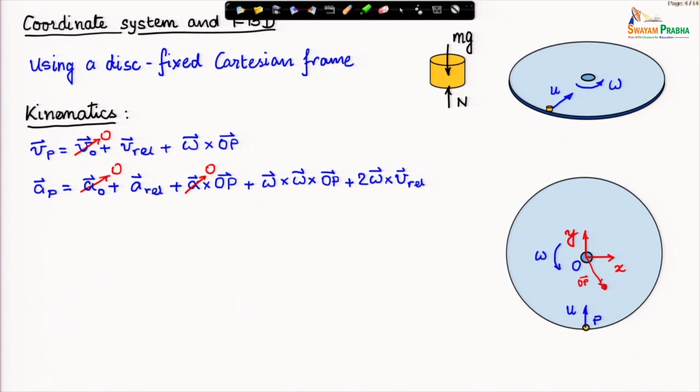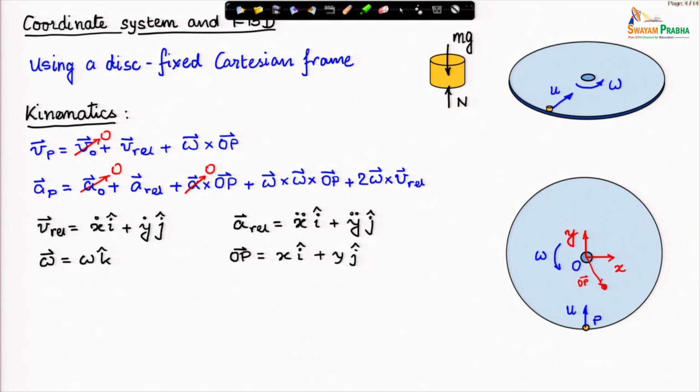Acceleration of this particle, therefore, first I have written out the most general expression. Acceleration of P is acceleration of O plus ARel plus alpha cross OP plus omega cross (omega cross OP) plus 2 omega cross Vrel, of which you will notice that the absolute acceleration of the observer who is sitting at the origin and on the axis of rotation is 0. Alpha, the angular acceleration of the disc, is 0. We are assuming that it is rotating at a constant angular velocity.